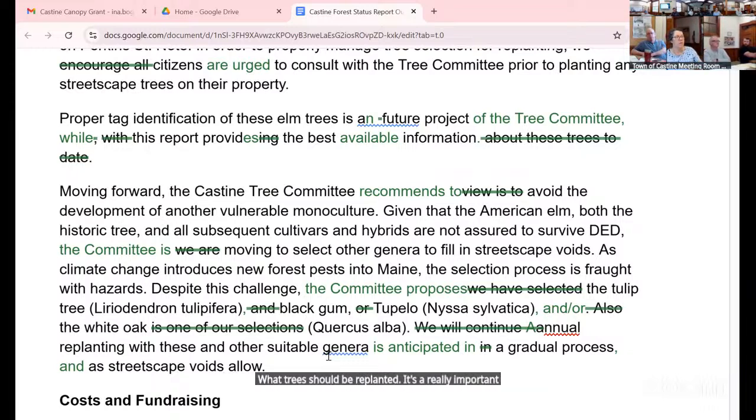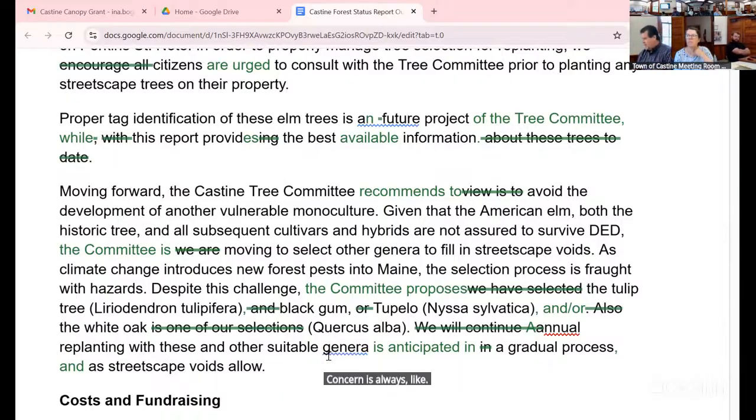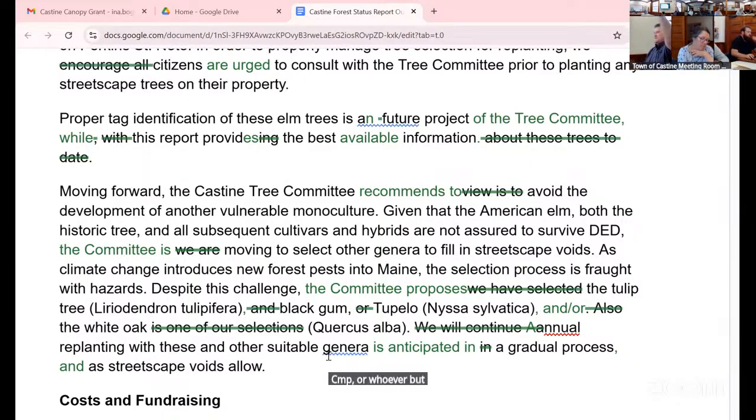Are there other questions? I got a question. When we pick these trees for our streetscapes, my first concern is always durability and resilience, so they're not knocking out power lines constantly, or even when CMP or whoever butchers the trees, so there's half of it here, half of the line running through.